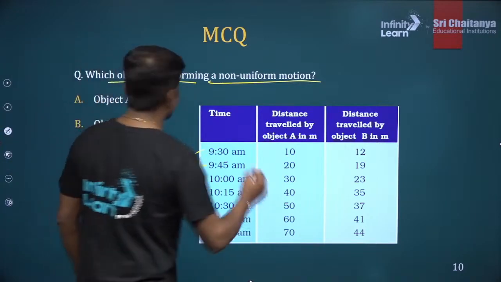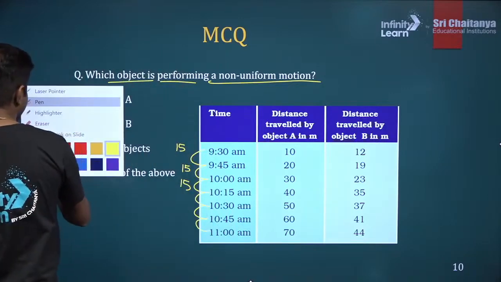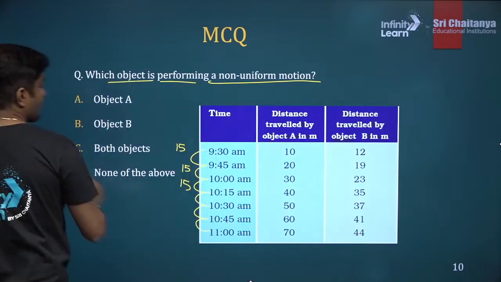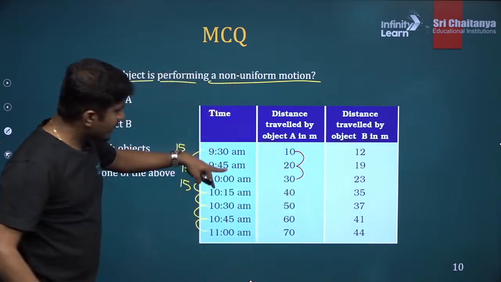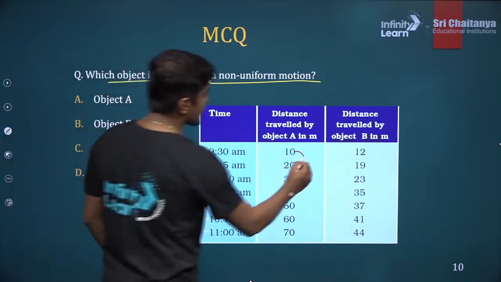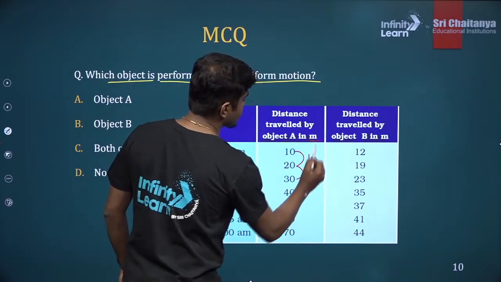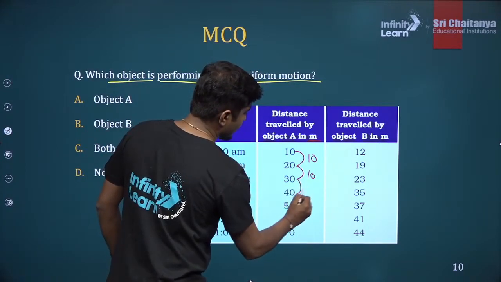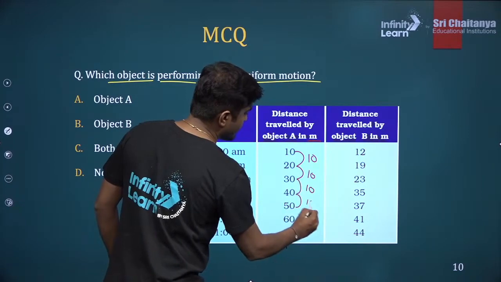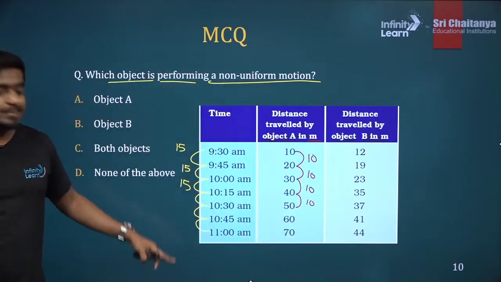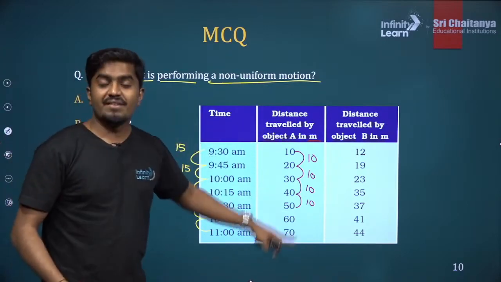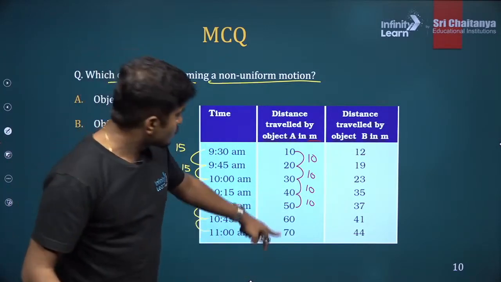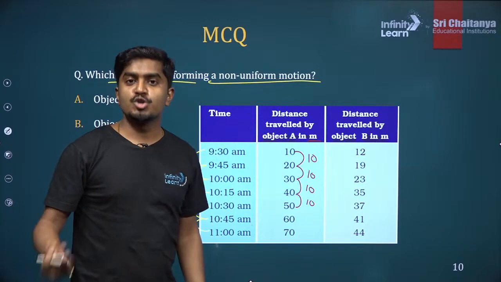Now the second check. So you have to check here. Observe what is the distance travelled. In the first 15 minutes, the distance travel is 10 meters. Next 10 meters, again 10 meters, again 10 meters. So what is happening here? In equal intervals of time, object is travelling equal distances. So this means there is a uniform motion.